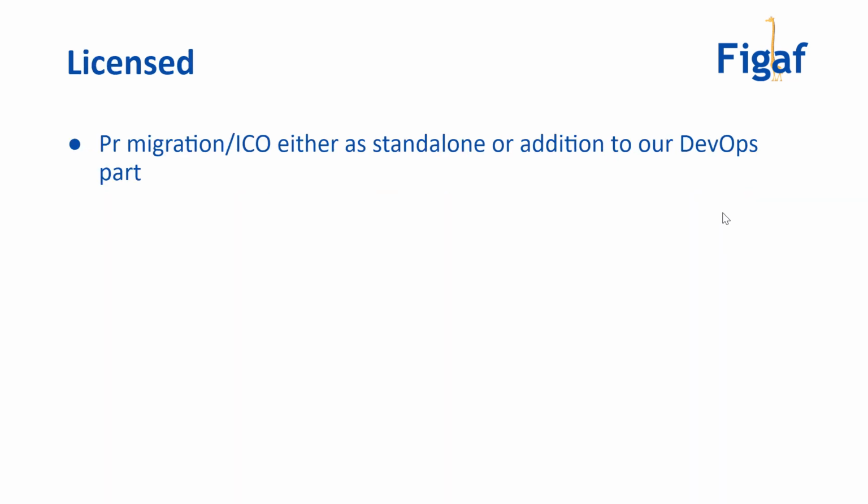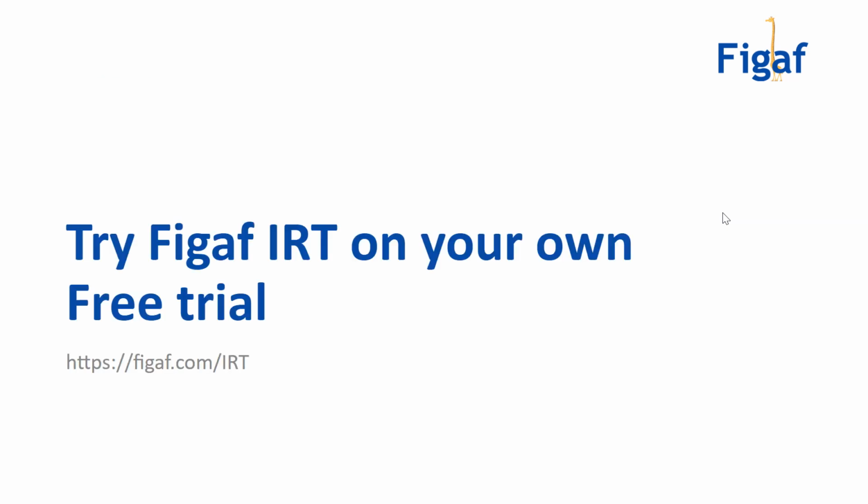So how is this licensed? The way we're licensing is you can either buy it as a standalone, just saying we want to migrate 200 ICOs and there will be a price per ICO. Or if you already have or want to use the Figaf DevOps part, there's a smaller fee for this migration effort, as a way of ensuring the Figaf tool is handling a lot of all these efforts, but there's still a lot of resources that you're saving that the Figaf tool can handle.